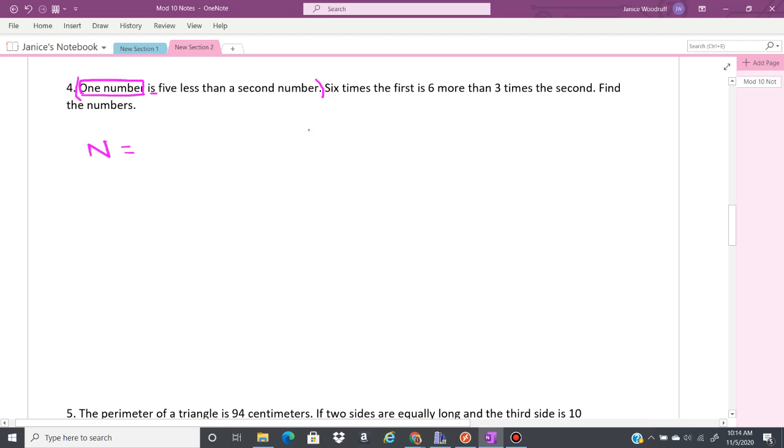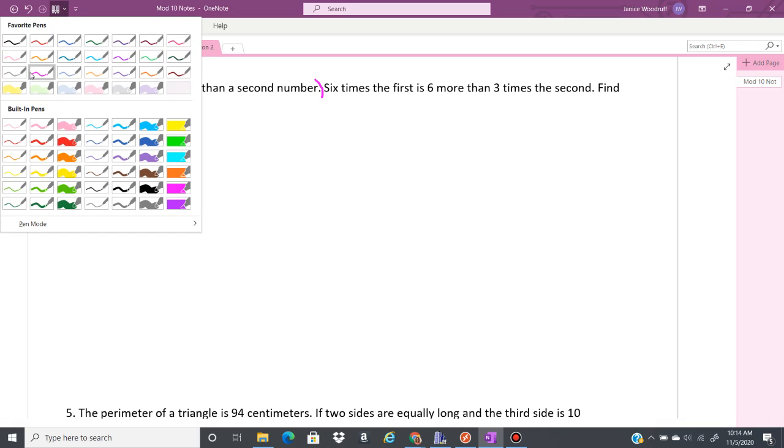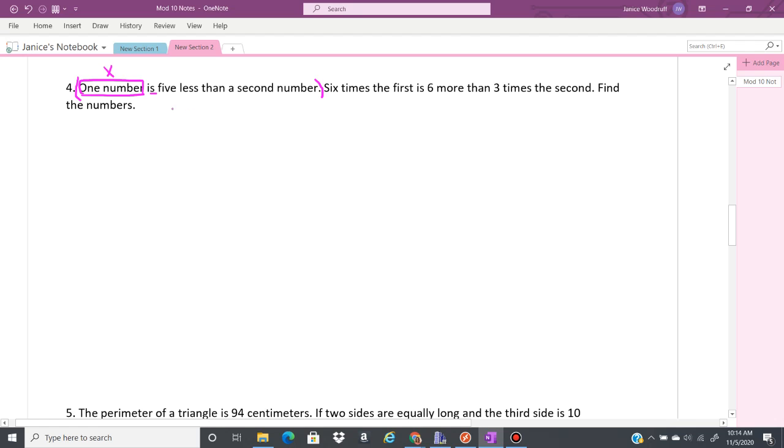Well, that number is 5 less than a second number. Okay, so let's make our second number, we'll just pick a letter here. Let's do X and Y. X and Y is better. Okay, so we'll make this number X, and the second number, we're going to make that Y. All right, so one number, X, is 5 less than a second number. So take that second number, subtract 5. 5 less than a number.